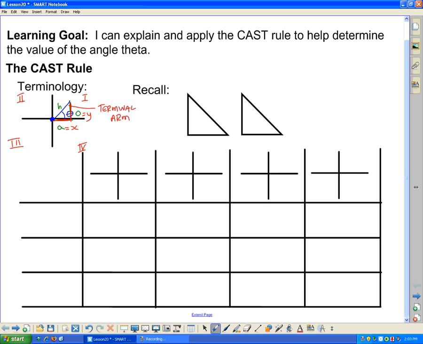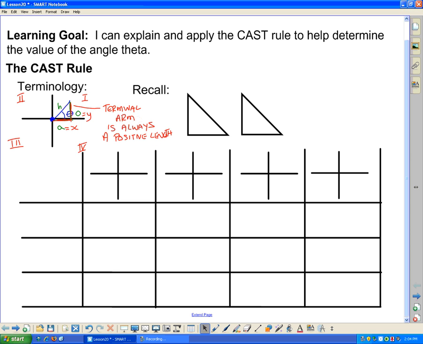All right, so that means our terminal arm, and I'm going to put that in here, terminal arm is always a positive length. And I should spell positive, right? A positive length. All right, so that all ties together where we're heading today.